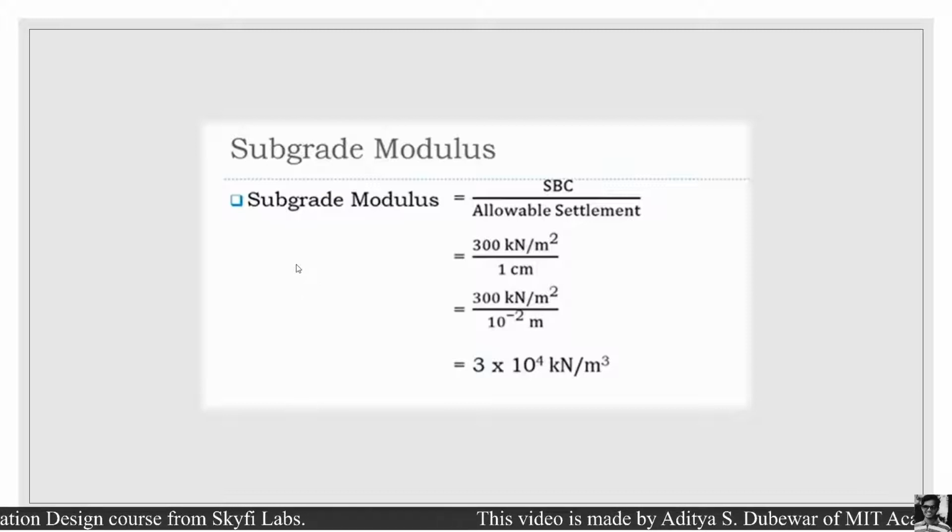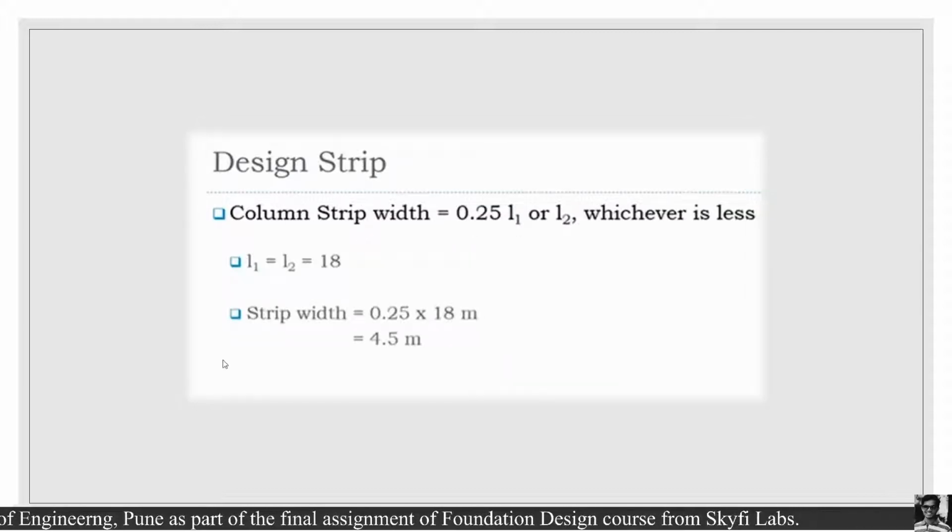Now these are the initial calculations we will require for the design of footing, that is subgrade modulus. The formula for that is SBC by allowable settlement. After calculation we will get 3 by 10 raised to 4 kilonewton per meter cube, that is the subgrade modulus. We also require the design strip, as we are designing this foundation by the design strip method, and we are using the SAFE 2016 version for designing the foundation.